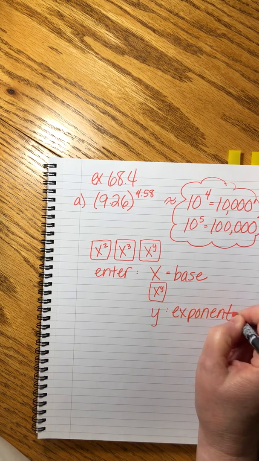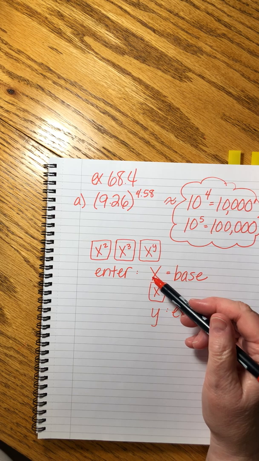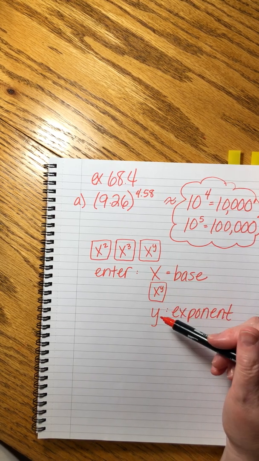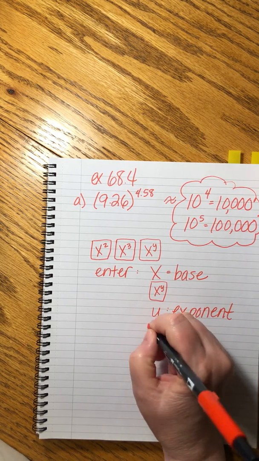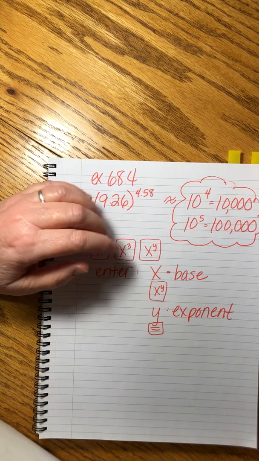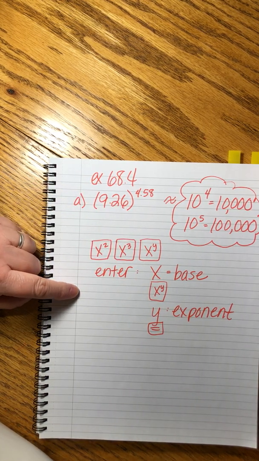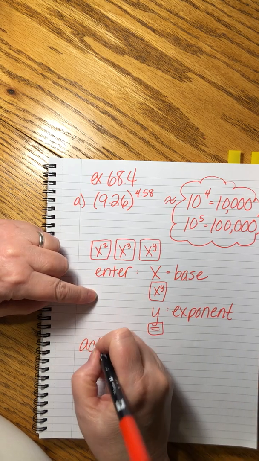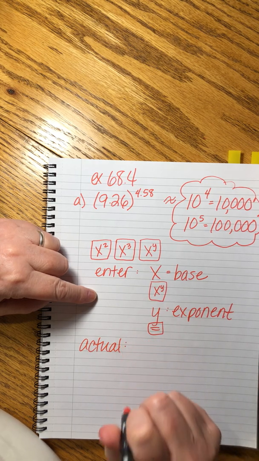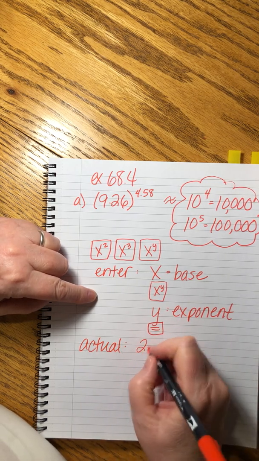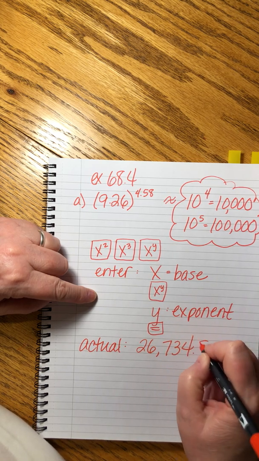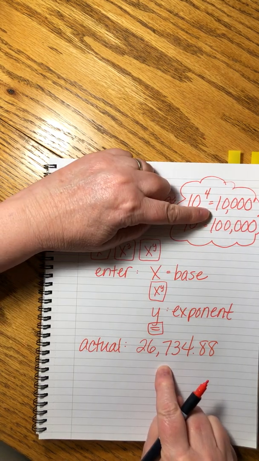Again, this key is programmed to say, I'm taking the last number you gave me, that'll be the base, and then after you hit this button, the next number that you give me, that'll be the exponent. And you give it a happy tap on the equal sign, and voila, you will calculate an actual number of 26,734.88. And look how nicely that falls within our range.